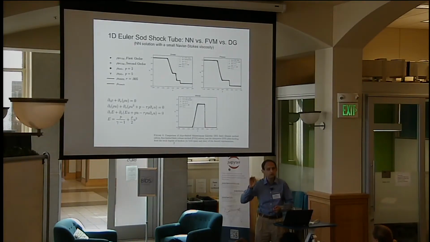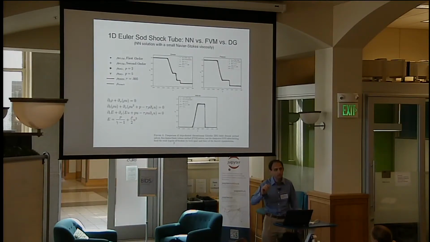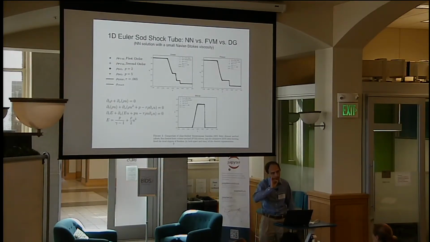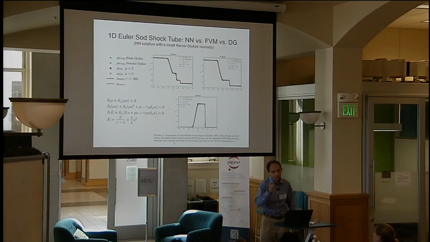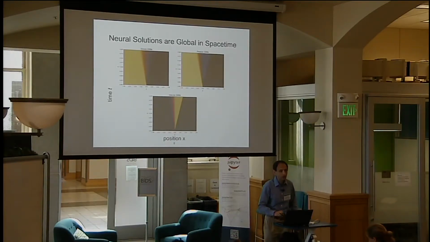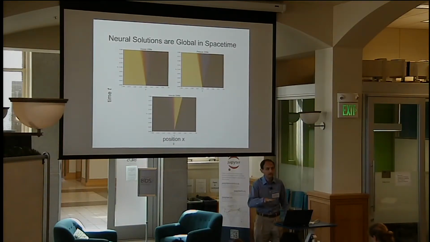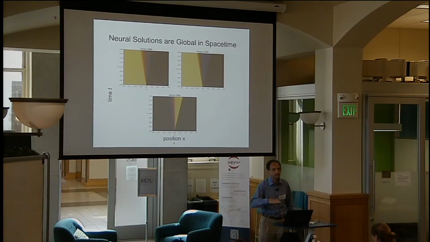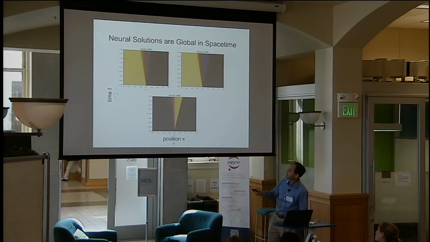Now, apples to oranges? No, actually here we're comparing solutions that have an equal number of parameters, which in this case would be the degrees of freedom that can be adjusted. Now, neural solutions are different from classical methods in that you're not advancing in time. You're solving globally in space-time. So that very same problem, now this is the time coordinate. You can see those features travel in time.